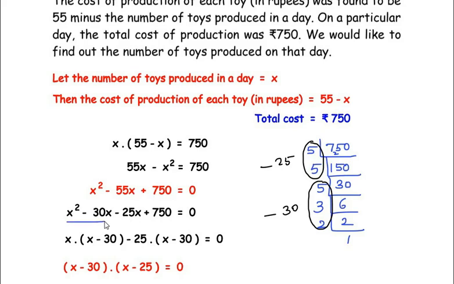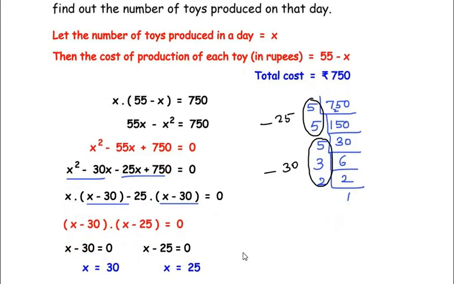Now we are going to group the first two terms and the last two terms. From the first group, X is a common factor, so we have taken it out, and inside the bracket remains X minus 30. Now from the second group, we are going to take negative 25 out, and inside the bracket remains X minus 30 equal to 0. Now out of these two terms, X minus 30 is a common factor, so we have taken it out, and the second factor becomes X minus 25 equal to 0.